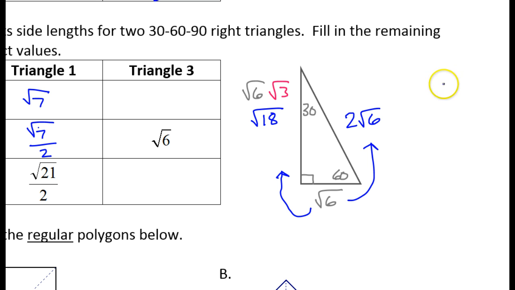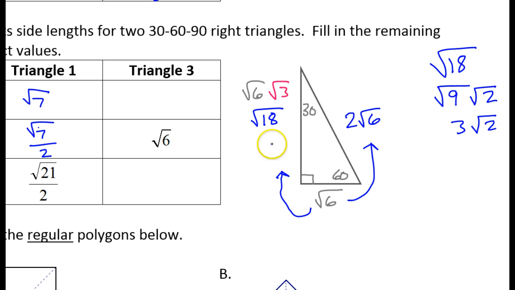Now you really want to simplify this. I'm going to do this off to the side. So radical 18, there's a perfect square in there. It's 9. 9 times 2. So radical 18 is the same thing as radical 9 times radical 2, and square root of 9 is 3. So that's 3 radical 2. Okay, so there you go. That is the longer leg. So the hypotenuse was 2 radical 6, and the longer leg was 3 radical 2. And there you go.